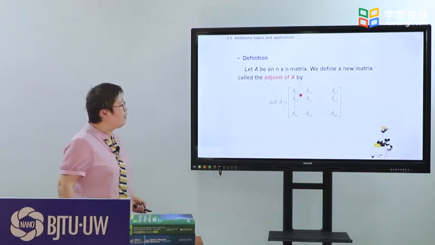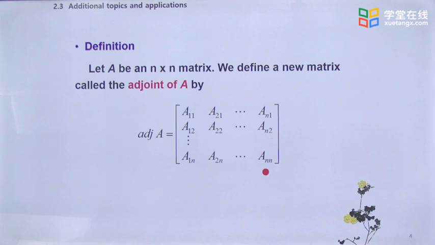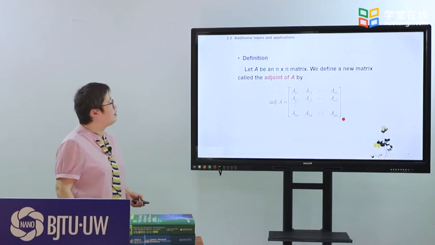See, the first column, A11, A12 till A1n, comes from the cofactors of the first row of A. And the second column comes from the cofactors corresponding to the second row of A. And the last column, An1, An2 till Ann, comes from the nth row of A, the cofactors of those entries.